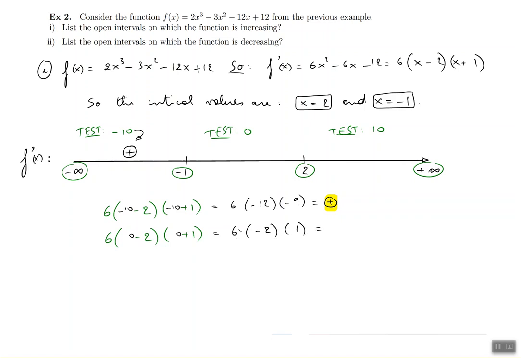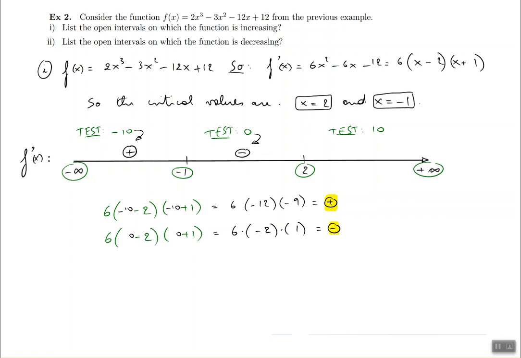So when you multiply 6 with -2 with 1, what's the answer going to be? Turns out that the answer is going to be a negative amount. It's actually -12, but I don't care about the 12. I just care that it was a negative amount. So I'm going to put the negative in the middle interval because 0 gave me the negative result.